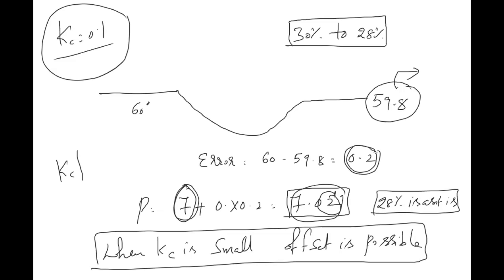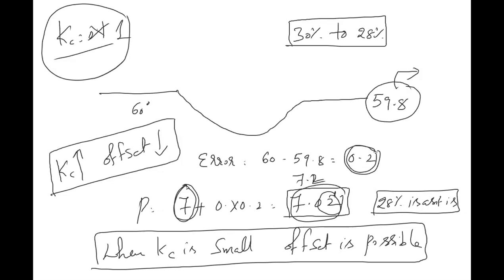Now if you increase the Kc, same problem, if my Kc is equal to 1, then what happens? This becomes 7.2. So then the valve might change from 30 to 28. That means the system responds to even the small errors. So basically what I want to say is, when Kc is small, the system doesn't respond to smaller errors. When Kc is high, the system will respond to small errors also. So that is why when Kc increases, the offset decreases.